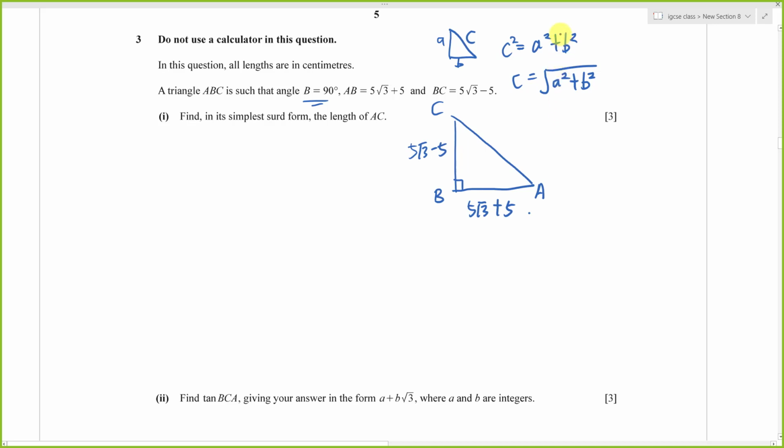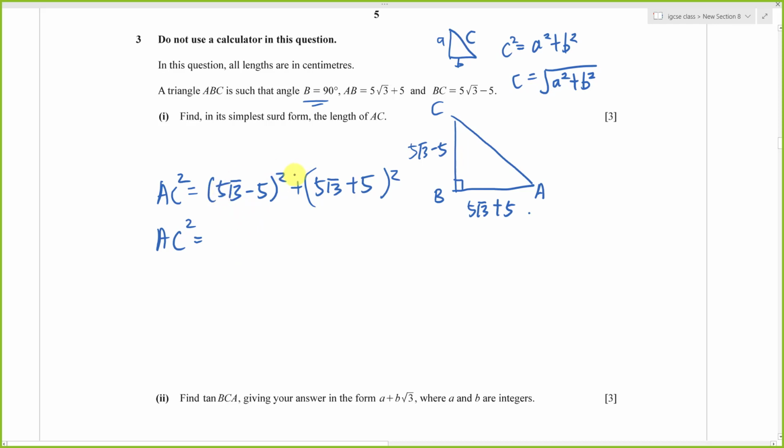Alright, so what I want to do here is apply this Pythagoras formula to find my length of AC. It's not a vector. So AC will become (5√3 minus 5) square, A square plus B square, (5√3 plus 5) square. Maybe I put a square here. Later only I square root because I need to simplify it first. So I will just expand this one by one.